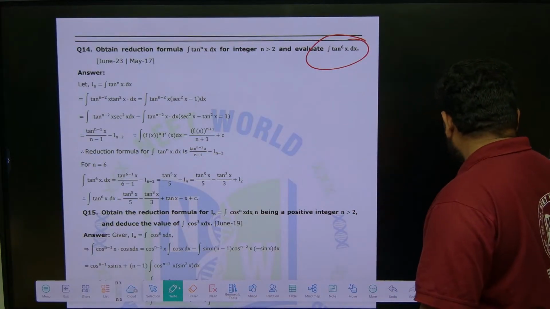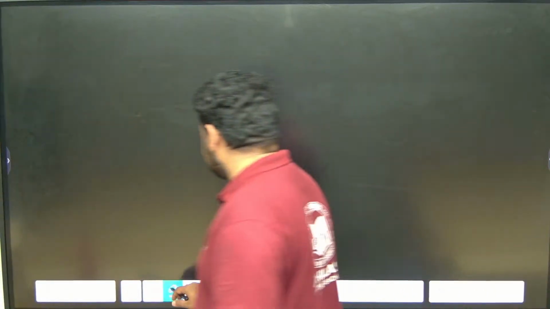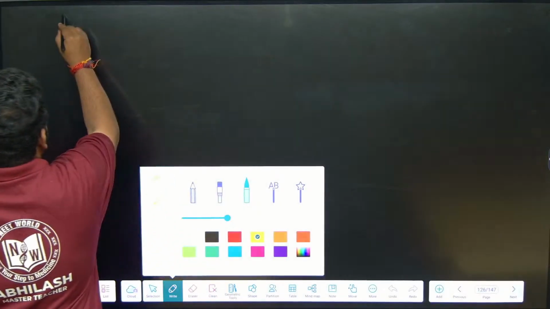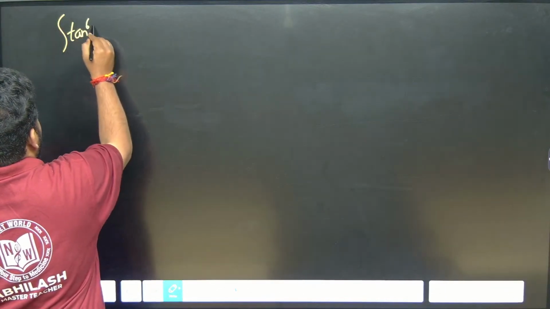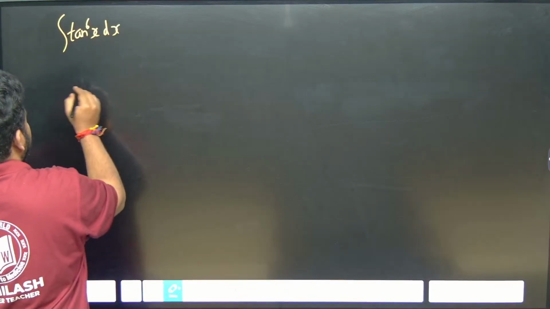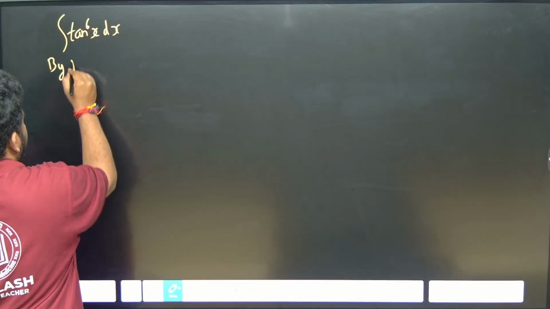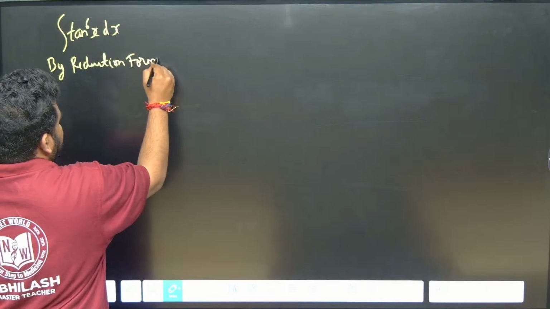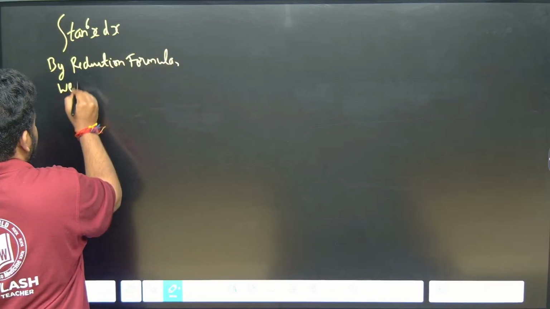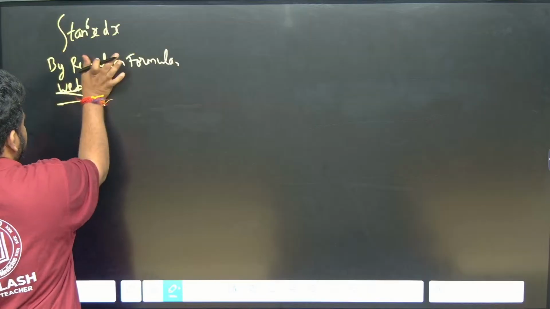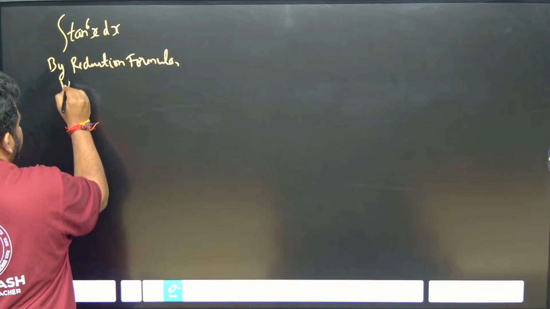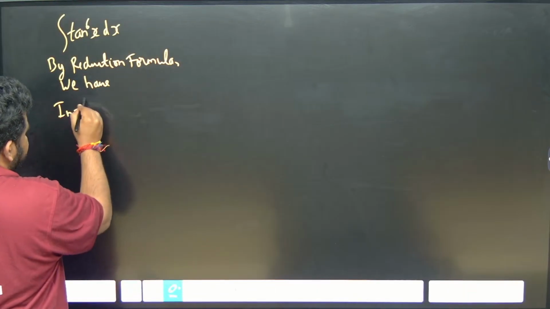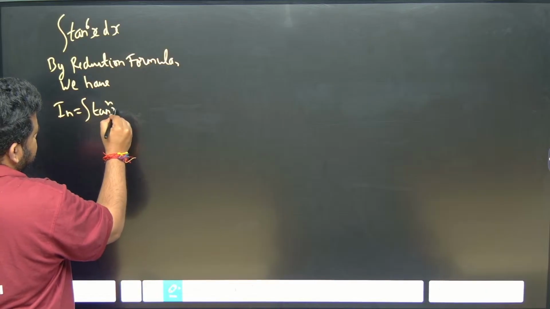Now what will this become? Let us take up this integral of tan power 6x. So by the reduction formula, what do we have? We have I_n is equal to the integral of tan power nx dx is equal to what?